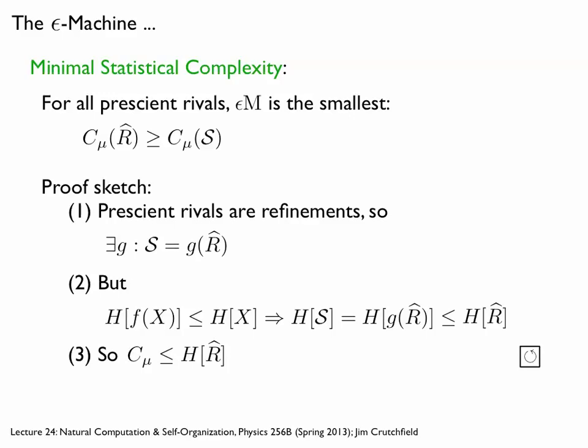So there's some function, whatever it is, that will map me, because these are a more refined picture. There will always be a map from the rival partition cell element to the causal state that contains it. Okay, so there's such a G. However, we have this basic information inequality here.